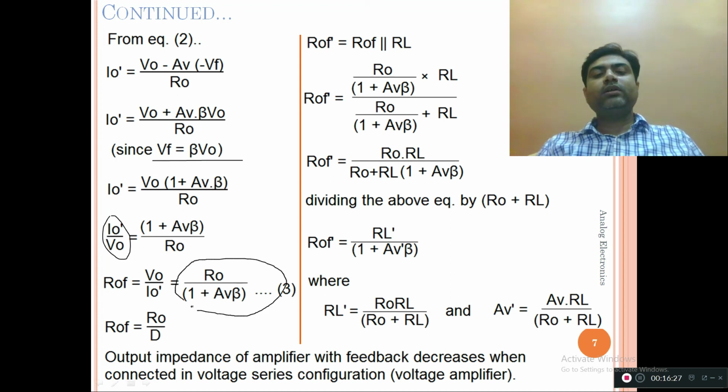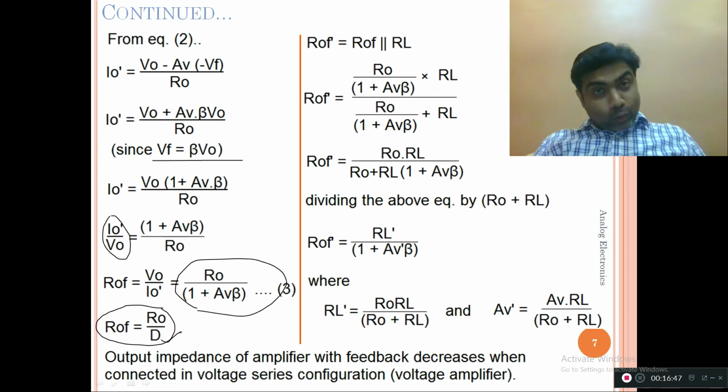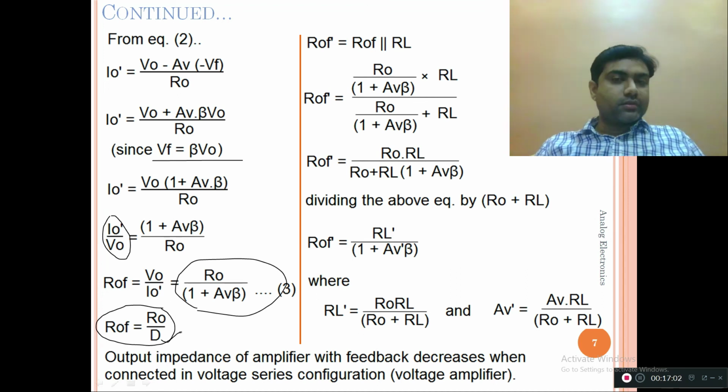Now this is equation number 3, which is very important. And what conclusion does it give me? It gives me the conclusion that ROF equals Rho upon D. D is the same sensitivity factor as we discussed in the previous case. So the outcome is that ROF decreases by this quantity D. ROF is less than RO by this quantity D. So when we connect the voltage series configuration of feedback amplifier, we get a lesser value of ROF as compared to the original value of R naught in case of the transistor.